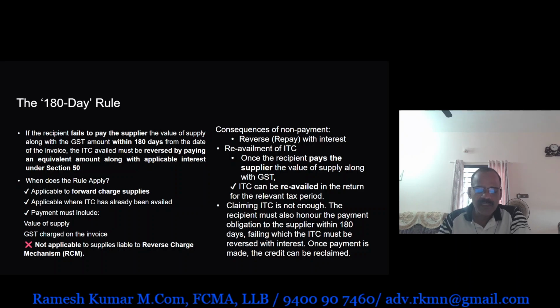Many taxpayers lost credit simply because they ignore this payment condition. So do not forget it. Keep this in mind, the 180-day rule. Always monitor outstanding creditors. That is my suggestion.